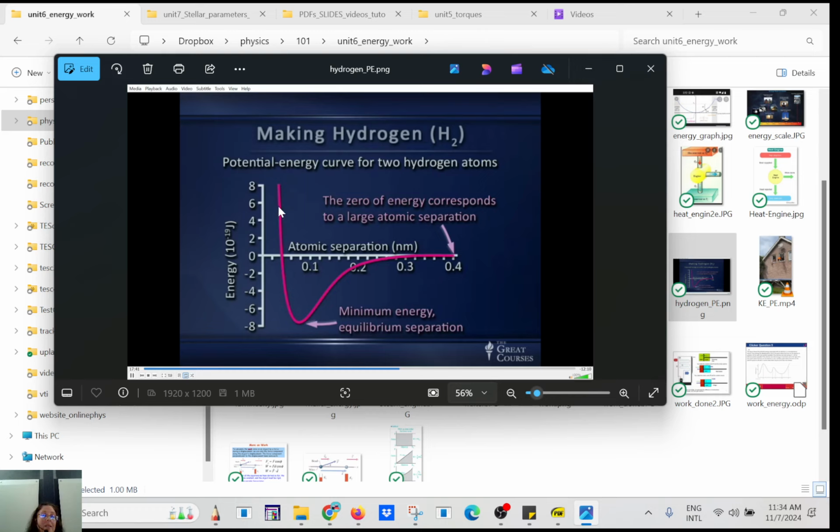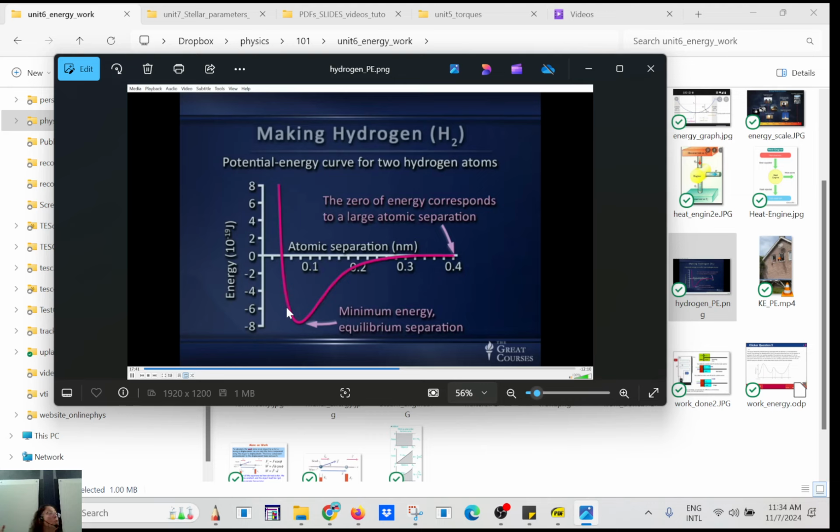So hydrogen, okay, that will be the potential energy. Do you agree? And that will be the minimum potential energy of hydrogen. So that will be a hydrogen molecule, right? Hydrogen and hydrogen, that will be the ideal distance.